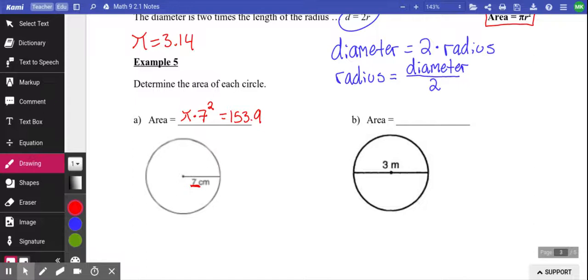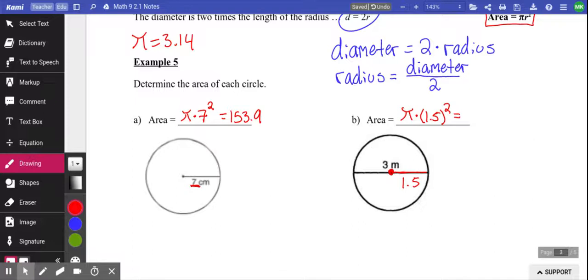For B, the radius is not 3. Remember that the radius is from the middle out. They've actually given you the diameter, right? All the way across. You only want half of that. So you need to calculate that it's 1.5. Now that you have your radius, you can do your formula, which is pi times r squared.